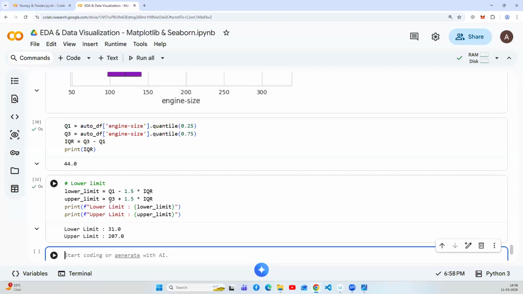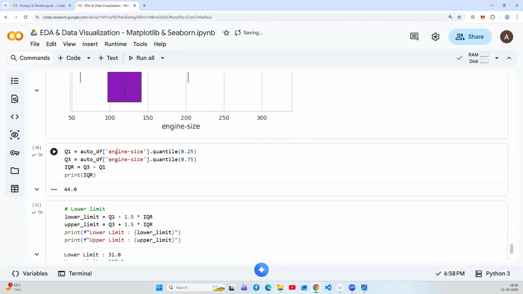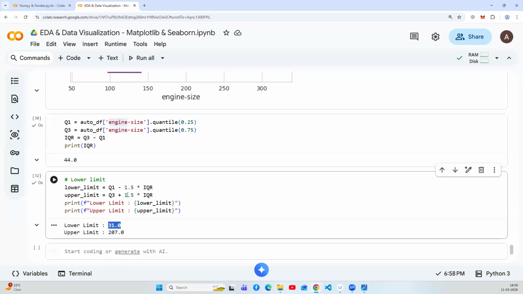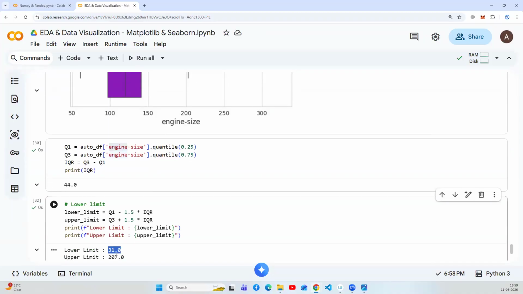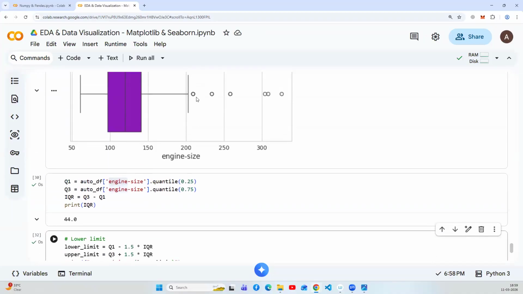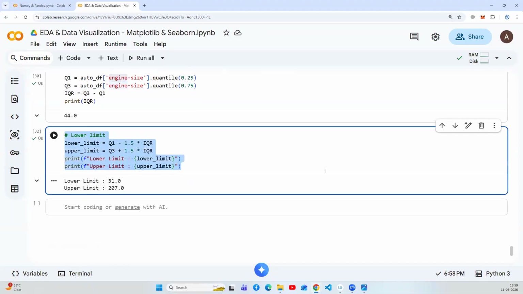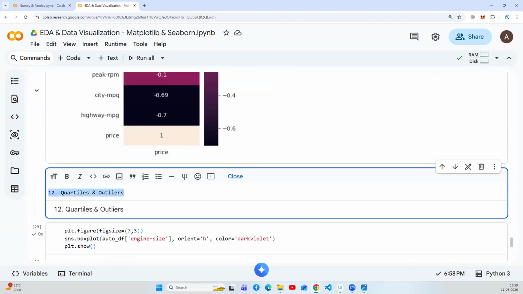So we got here my upper limit value, which is 31. So any value of the engine size which is lower than 31 is an outlier, or any value which is greater than 207, they are also outliers. So these are the values which are greater than 207. Okay, so these are some important terms.